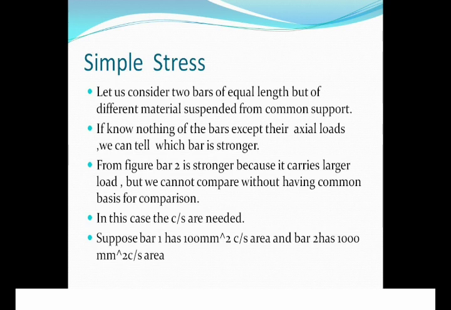Then we have a common basis for comparing the material. What we are going to compare, we will see in the next slide. So these are the basic things: some common thing is required when we go for the comparison of any material. This is required for two things, the cross section area and the property of the material from which the bars are made. If these are known, then and only then can we compare the material or the stresses occurring in the element.